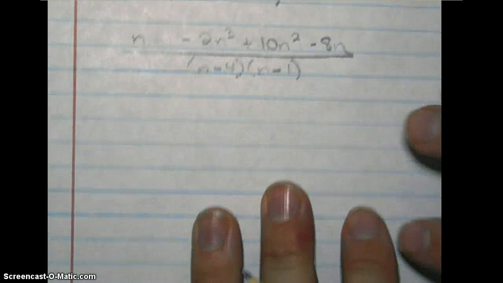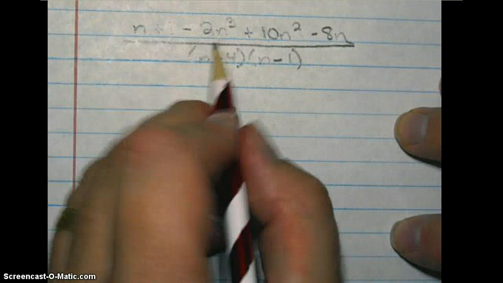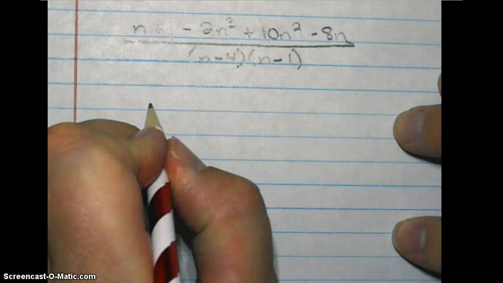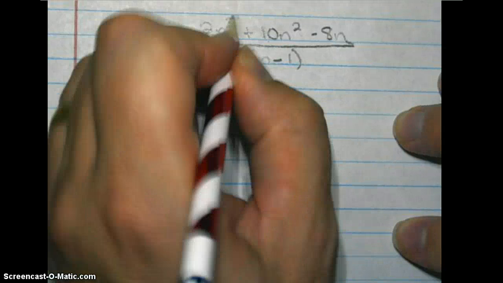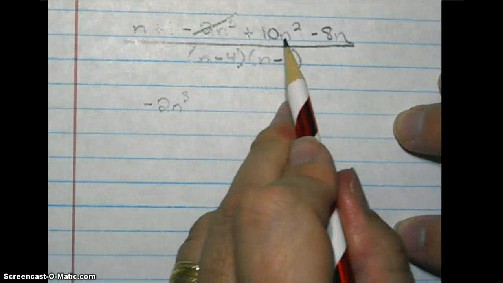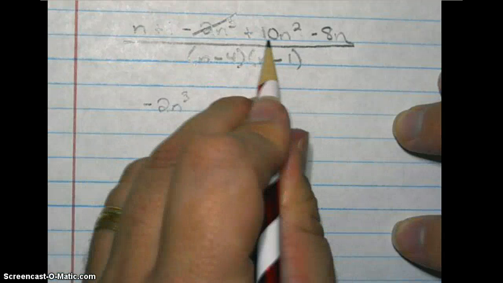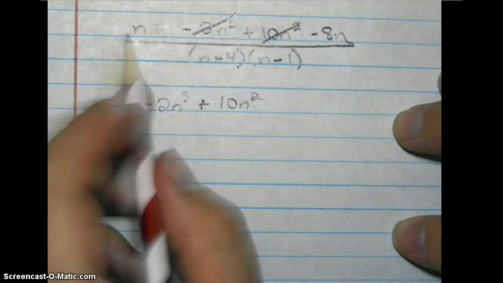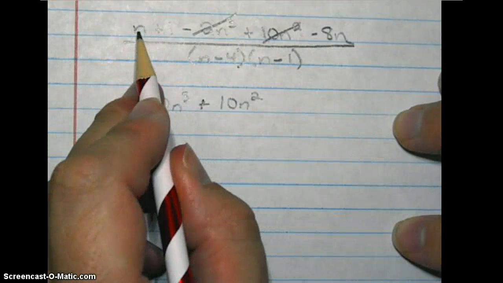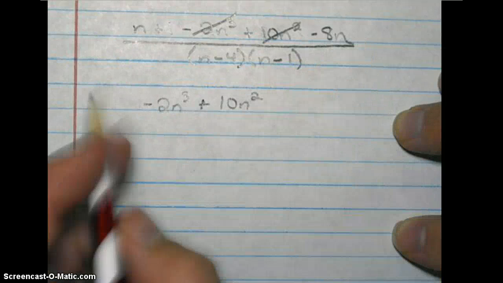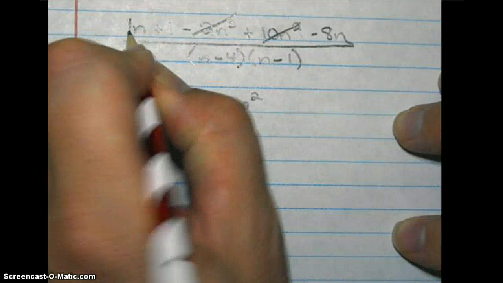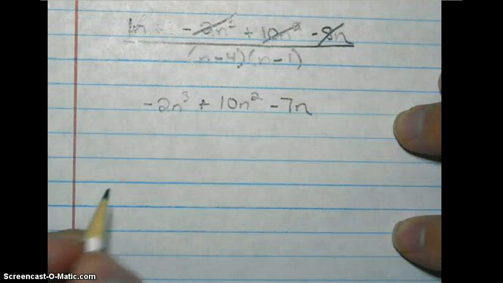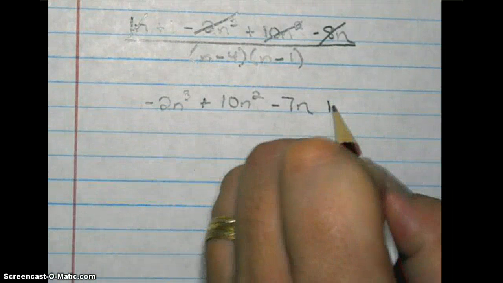Okay, continuing to simplify, combining like terms, starting with our highest exponent, which is our degree. We have negative 2n cubed, nothing to combine with. Next highest exponent is 2, our quadratic term, plus 10n squared. And we have our n and our negative 8n. Combining those, 1n minus 8n is negative 7n. That's our linear terms. And finally, our constant is 1.